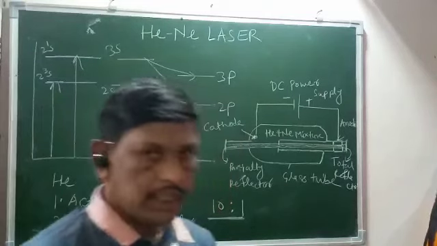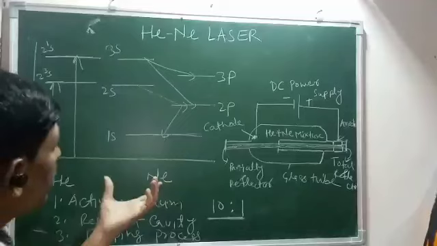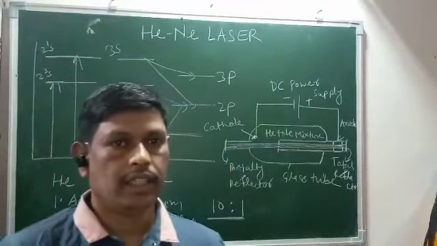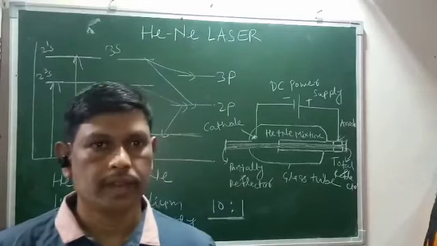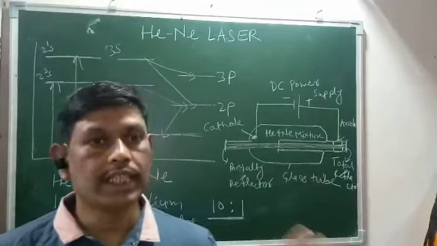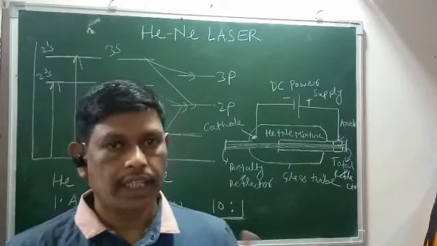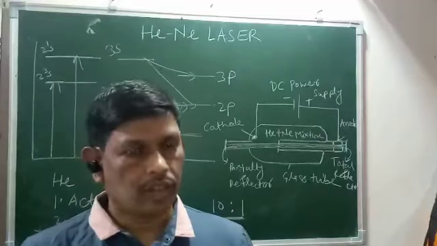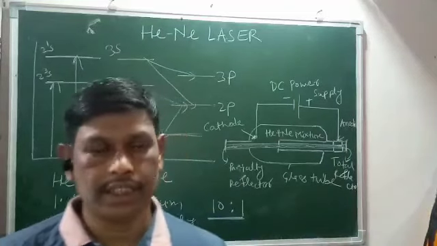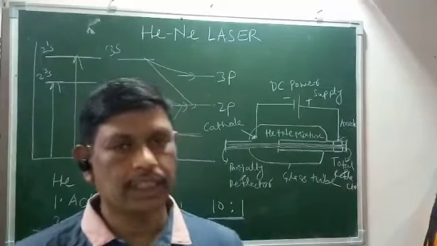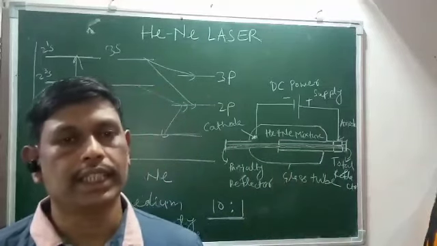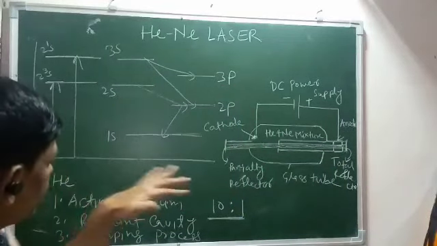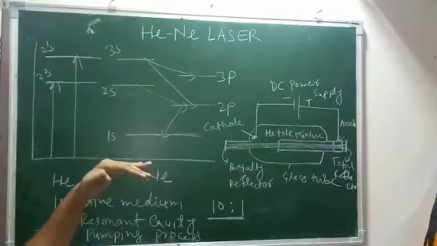So we can see the energy level diagram of the helium neon laser. This is the first laser obtained experimentally, in 1960 by Ali Javan, and it is a 4-level system. The ruby laser is a 3-level system, but here this is a 4-level system, and a gaseous electron type laser. So we can see the energy level diagram of the helium neon laser.